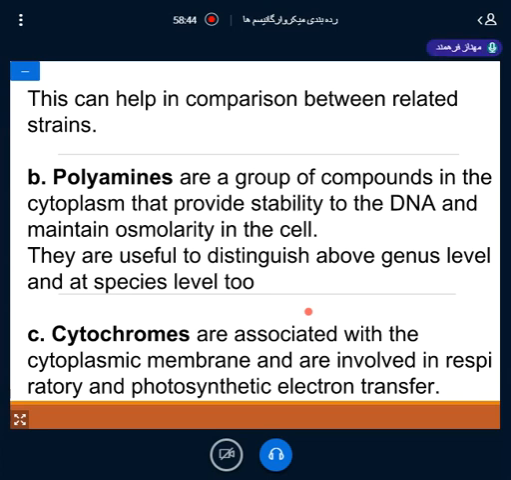The third kind of molecules are cytochromes, which are associated with the cytoplasmic membrane and are involved in respiratory and photosynthetic electron transfer. They are important molecules, you know. We can analyze these molecules, we can distinguish them, and then, for example, we can recognize the photosynthetic bacteria.